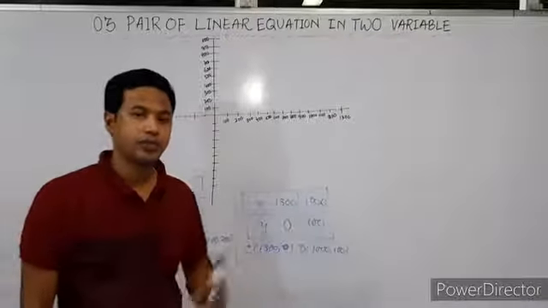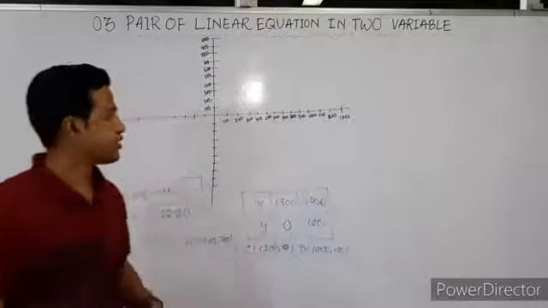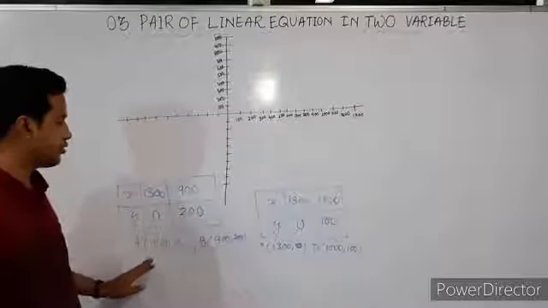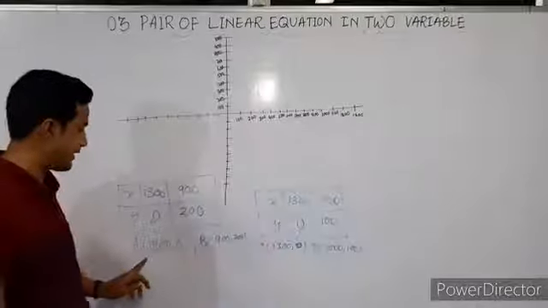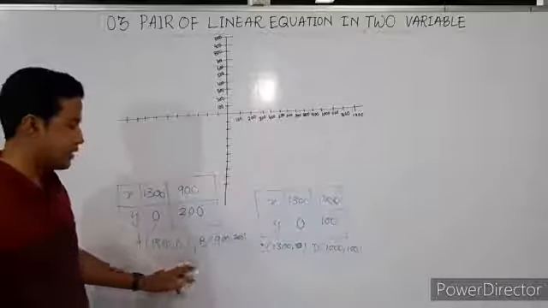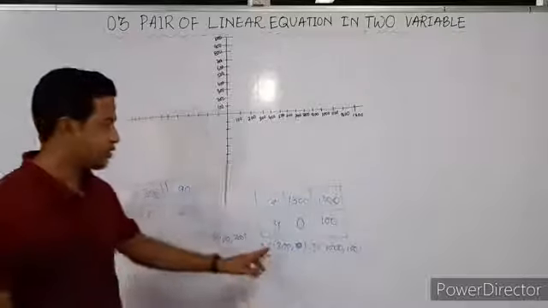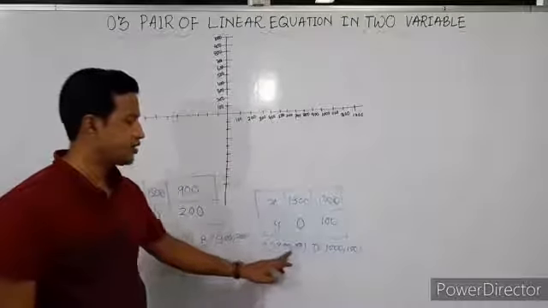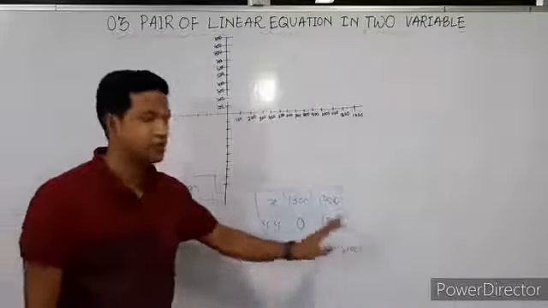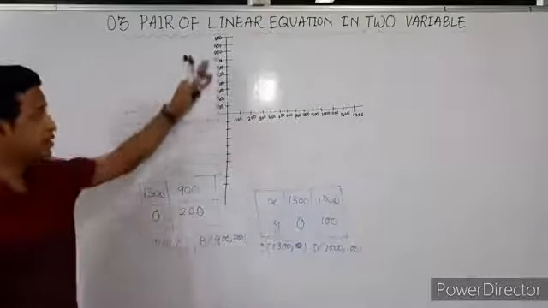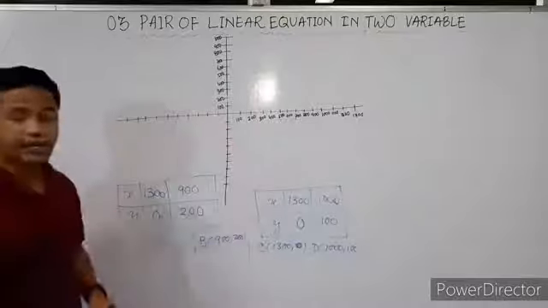So now we are going for the graphical representation of the 2 equations. Already we got 2 points for equation 1, that is A is equal to 1300 and 0, B is equal to 900 and 200. For the second equation, we got the 2 points, that is C is 1300 and 0 and D is equal to 1000 and 100. So let's plot the points on the graph paper. So this is a sample of the graph paper.